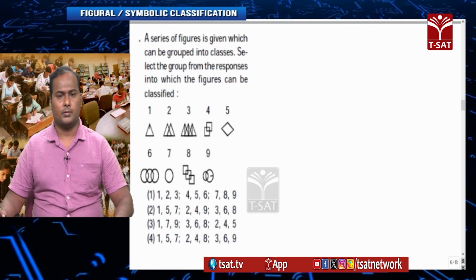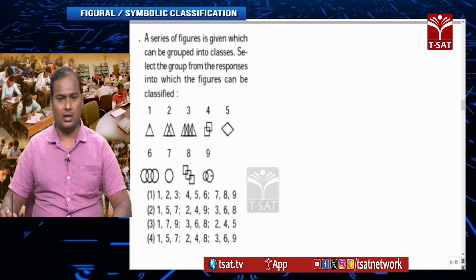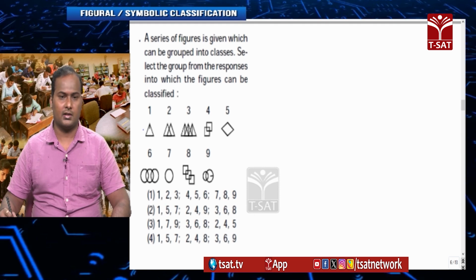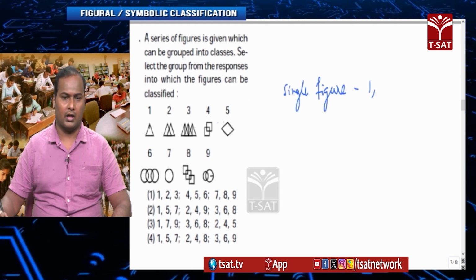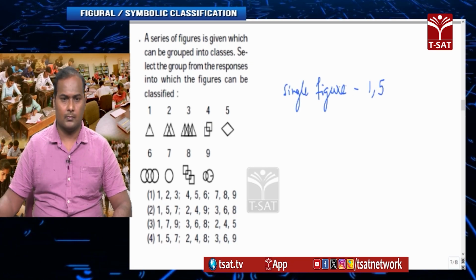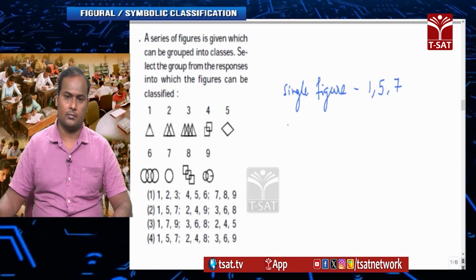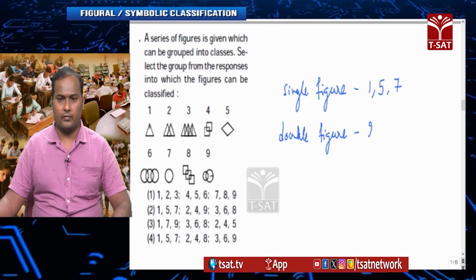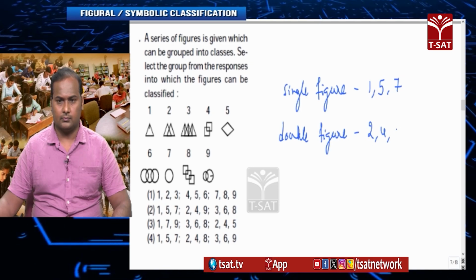The moment you see the question, what can you observe? I can observe single figures, double figures and triple figures. So, by seeing that you can go for the answer. What are single figures? Figure 1, triangle, then 5, then 7. So, 1, 5, 7 are single figures. What are double figures? The second figure, fourth figure and ninth figure.